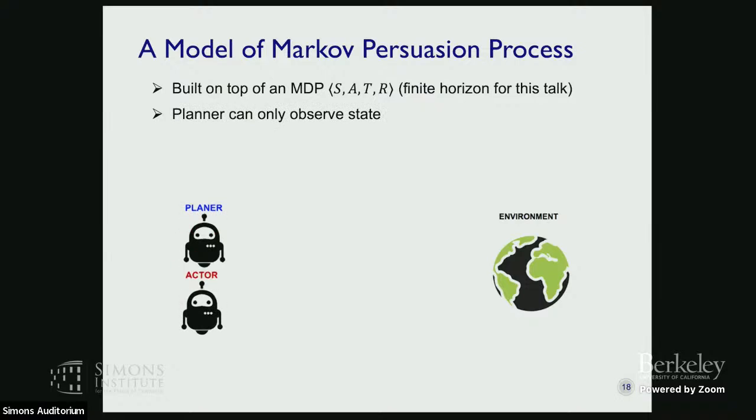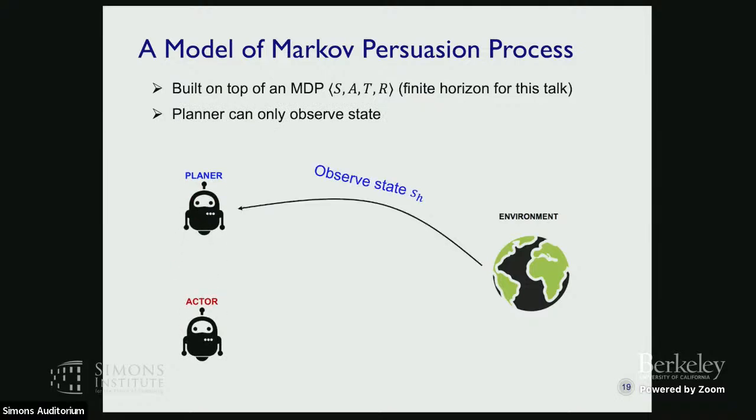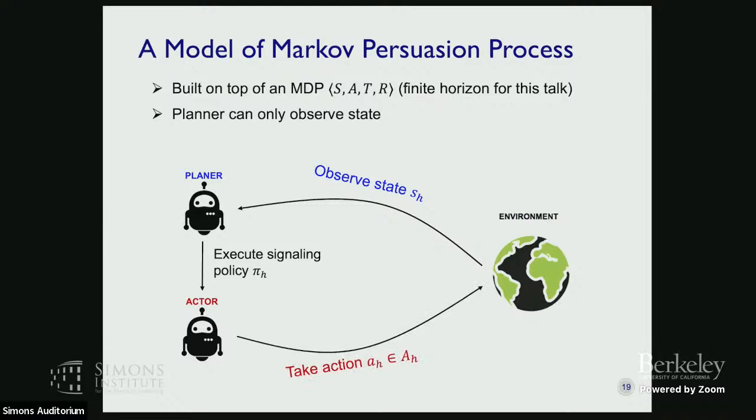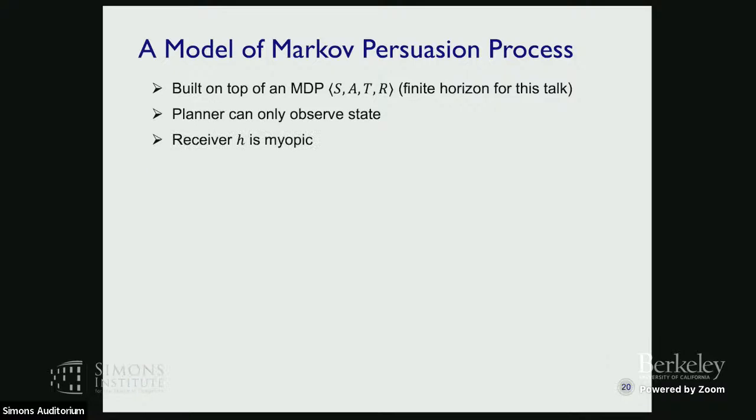And the planner can only observe the state. So the planner is the only observer. After he observes the state, which the actor does not observe, the planner can execute some signaling policy to reveal this information to the actor. And the actor then takes action based on the information he receives. This then leads to a state transition, and both agents get their own reward. As I said, for this talk, I'm going to assume the receiver is myopic. But again, you can look at the far-sighted receiver, but that's just beyond this talk. It's totally valid to consider that.